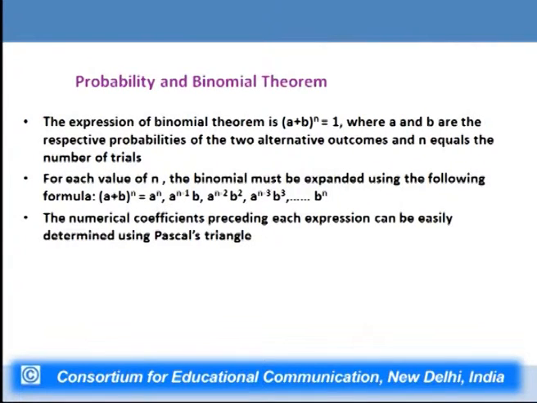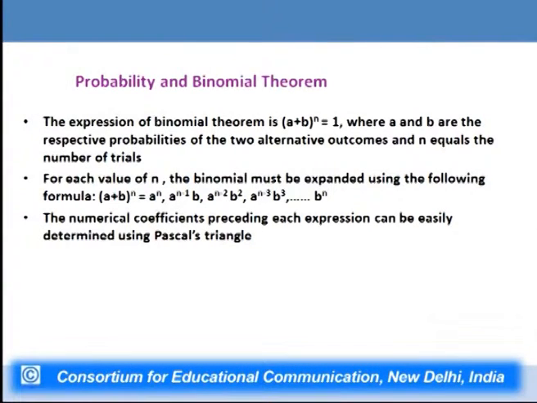The expression of the binomial theorem is (a + b)^n = 1, where a and b are the respective probabilities of the two alternative outcomes for that particular event, and n equals the number of trials being carried out. For each value of n, the binomial must be expanded using the following formula: (a + b)^n = a^n + a^(n-1) b + a^(n-2) b^2, and so on until b^n is reached. The numerical coefficient preceding each expression can then be easily determined using Pascal's triangle.